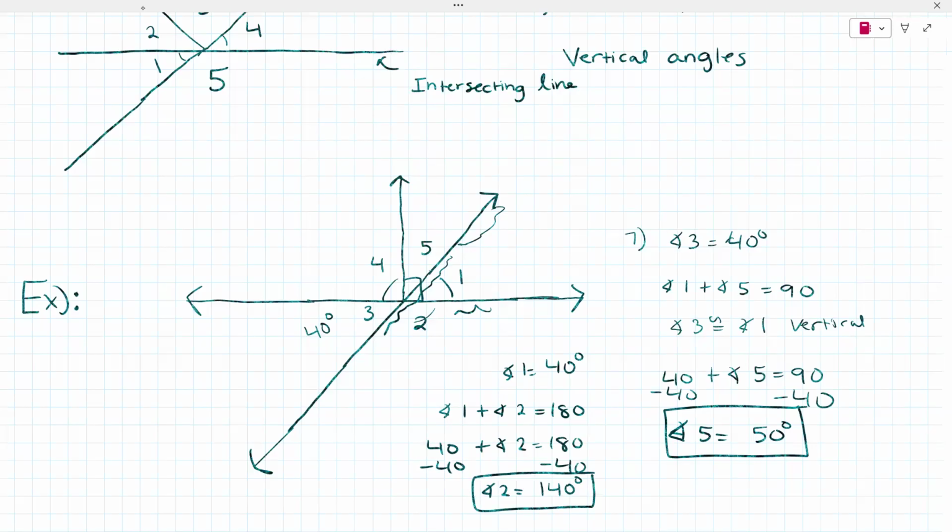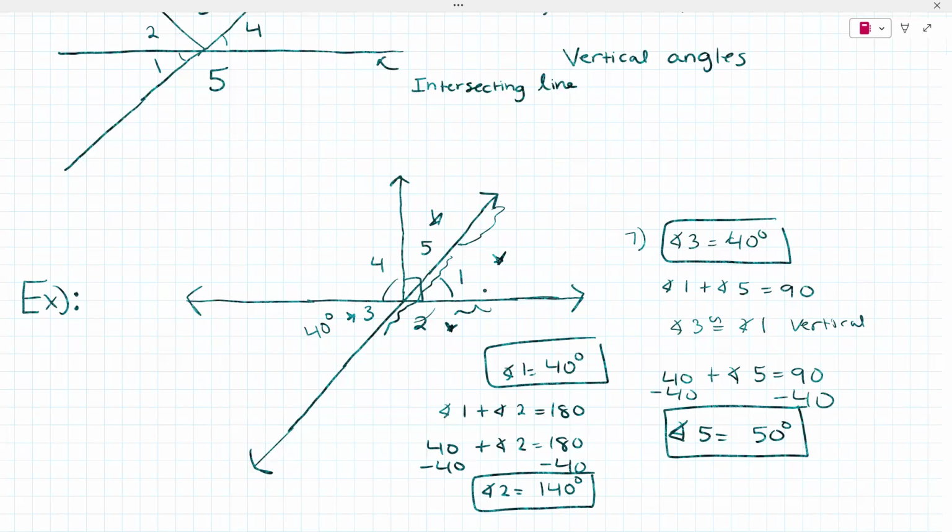Okay, now what else do we know? We have angle 1, we have angle 5, we have angle 2, we have angle 3. We know that angle 1 is 40. What other angles are we missing? We have 1, 2, 5, and 3. Now, how do you find angle 4?